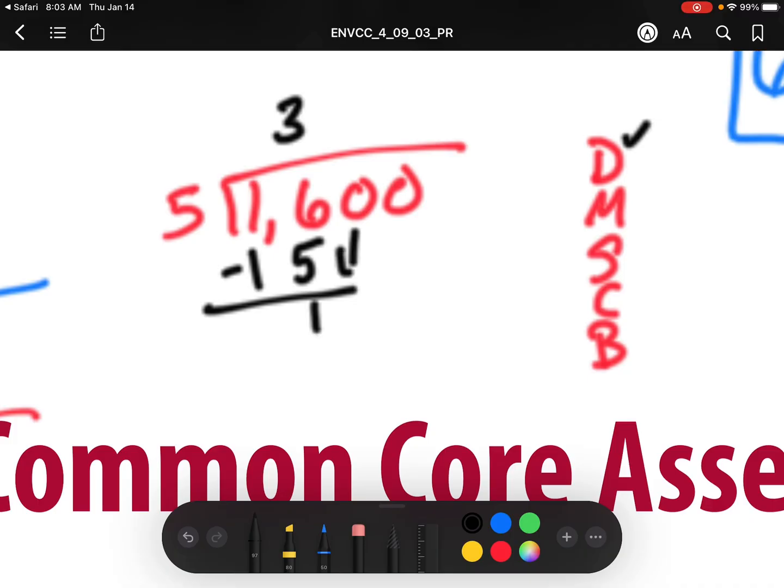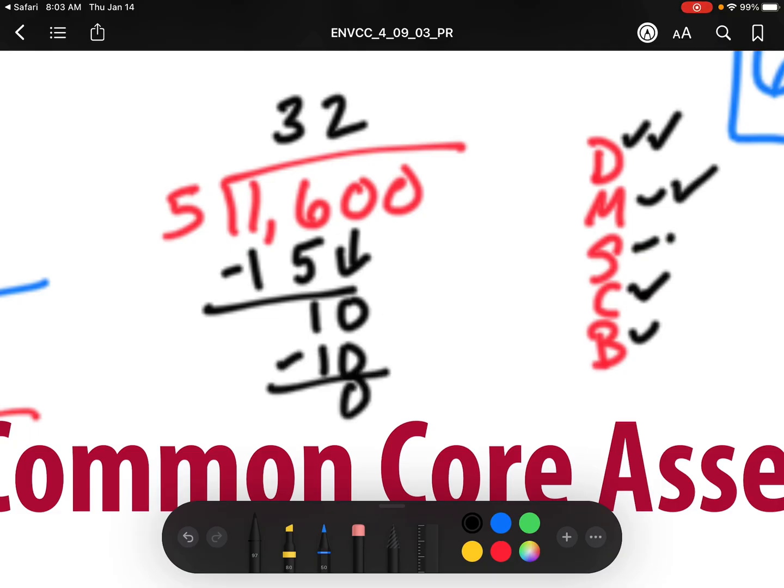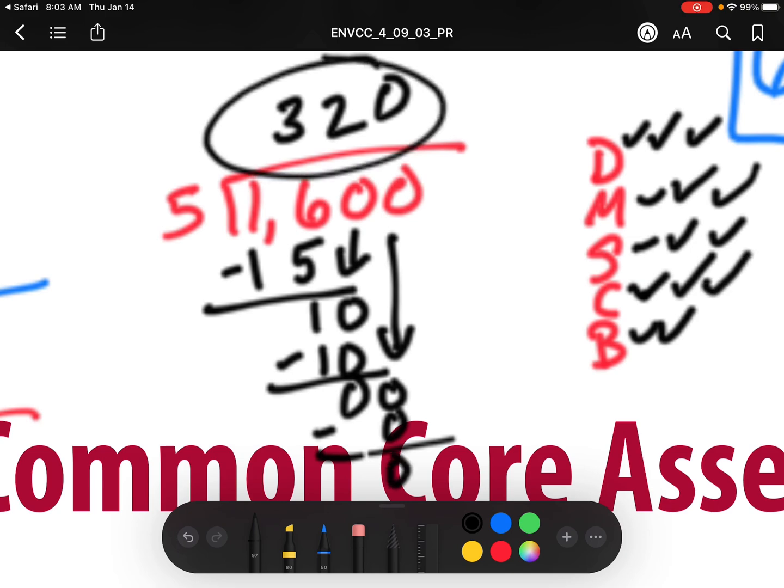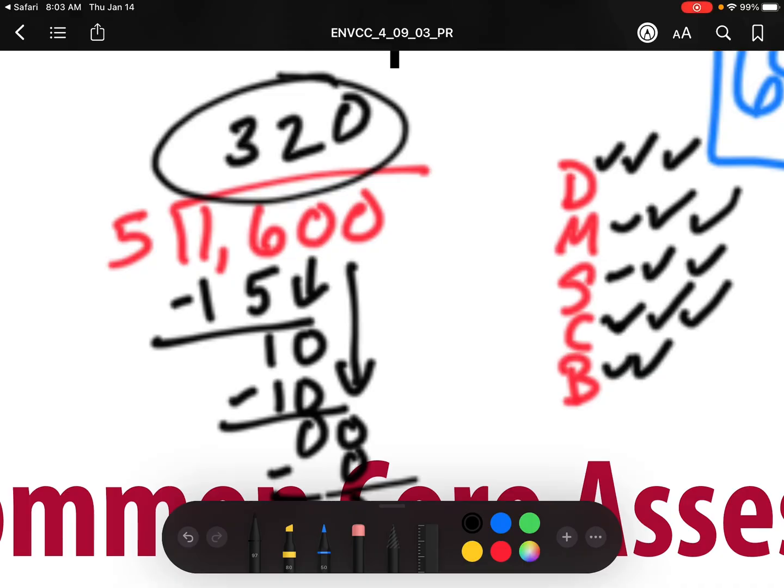So I bring down. 5 goes into 10. How many times? It goes in 2 times. Oops, I did not check as I did it. I multiply. 2 times 5 is 10. I subtract, and I get 0. 0 is less than 5, so I checked. Then I bring down a 0 again. 5 goes into 0 0 times. 0 times 5 is 0. Subtract, and I get 0. 0 for my check is less than 5. There's nothing to bring down, so this is my answer. So how many crayons does each class get? Each class gets 320 crayons.